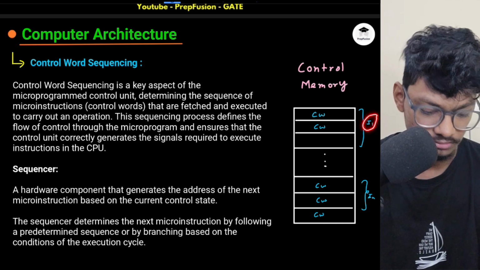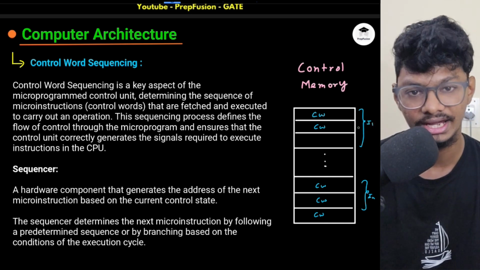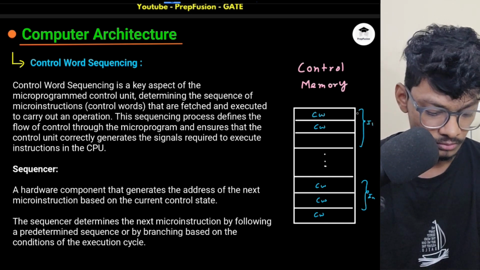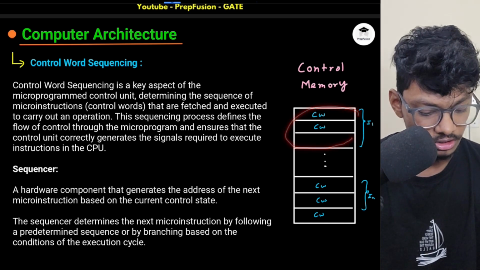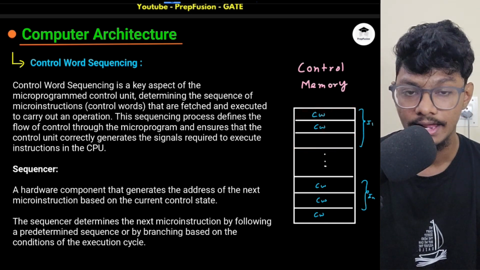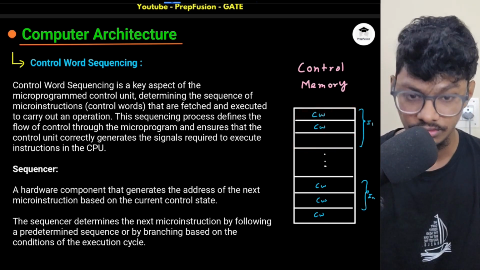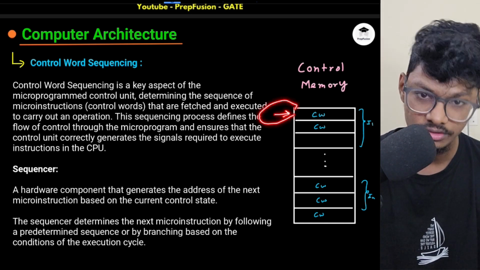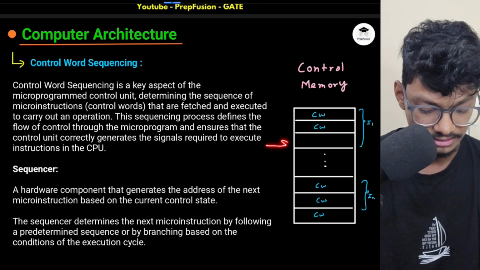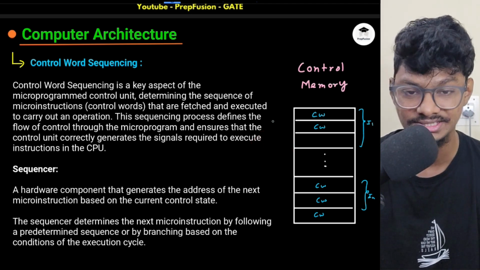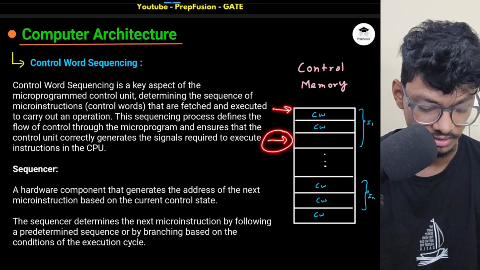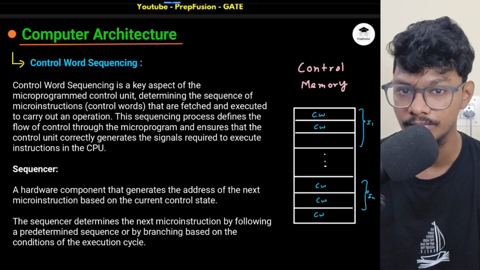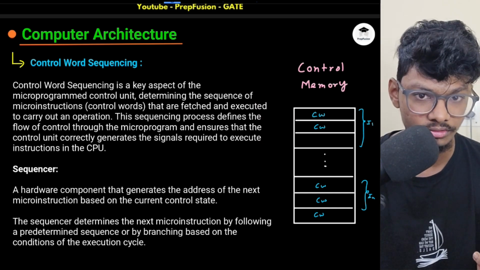So this is a micro instruction I1. Let's say I1 is add R1 R2. It will contain many micro operations. But obviously the control unit has to know where the start of the micro instruction is and where the end of the micro instruction is. The control unit must know that. Who tells the control unit?